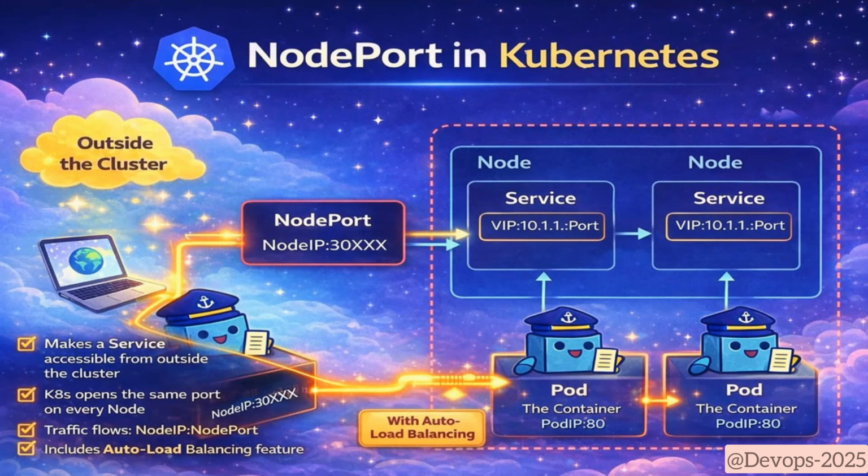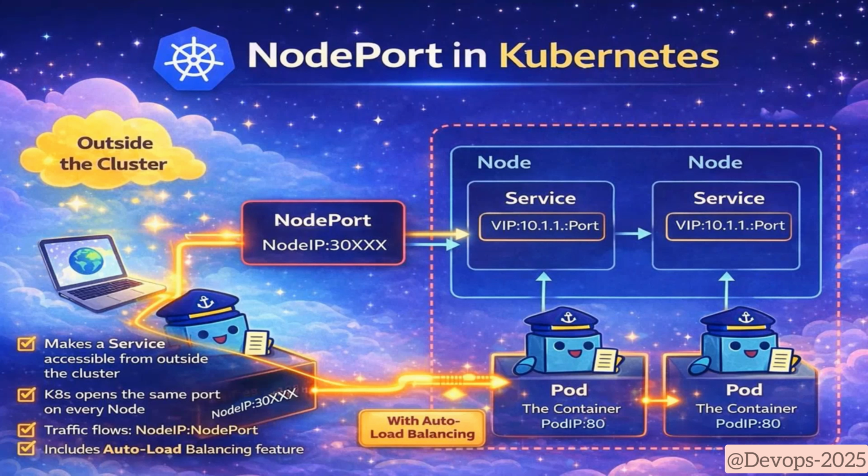NodePort is a type of Kubernetes service, like a ClusterIP. When you create a service with the type as NodePort, Kubernetes does something special for you. That is, it opens one port on every node inside the Kubernetes cluster. That port range is 30,000 to 32,767. Of course, Kubernetes will either automatically pick one port or you can define one port from this range.